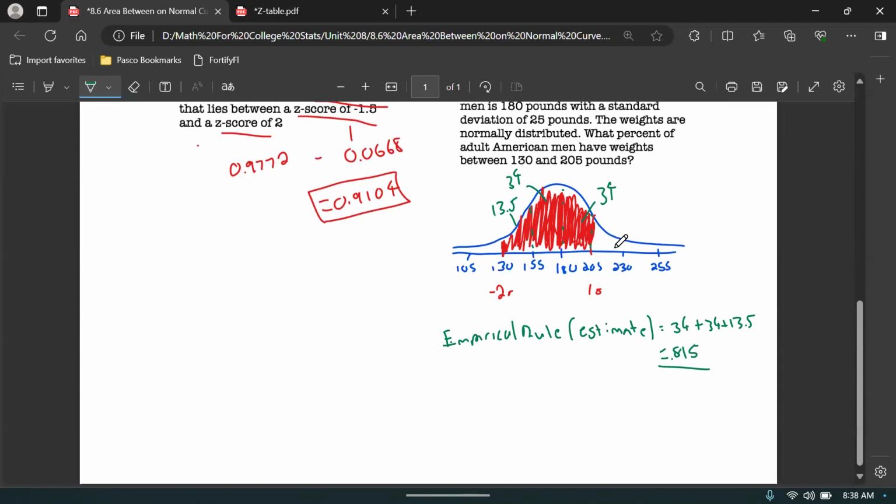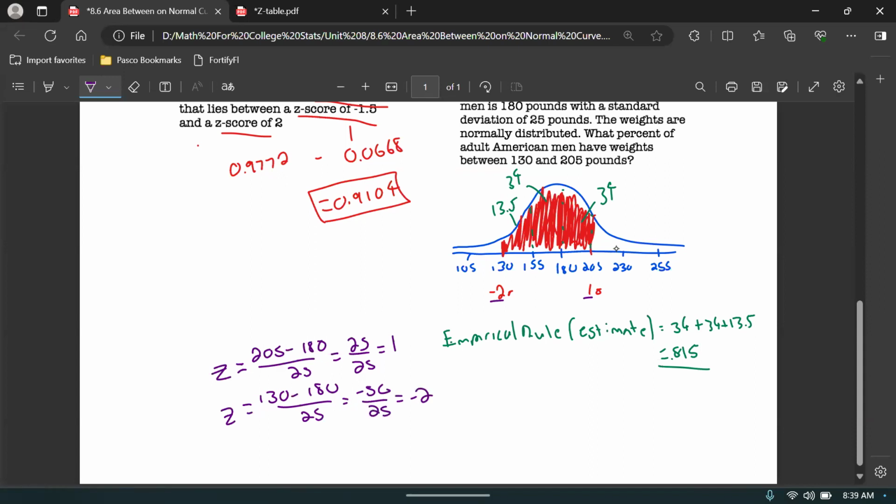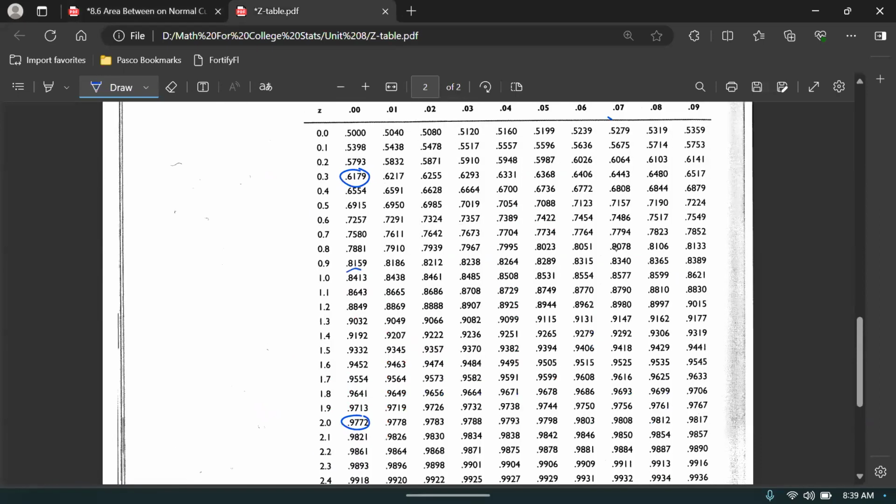Now, if we want to be a little more accurate, we can use the z-score table. So let's try it with z-scores real quick. I could already tell you that 130 has a z-score of -2 and 205 has a z-score of 1, but I'll show you the formula anyway. 205 minus 180 divided by 25 comes out to 25 over 25, which is 1. The other one is 130 minus 180 over 25, which is -50 over 25, which is -2. If you use a z-table, 1.0 is 0.8413.